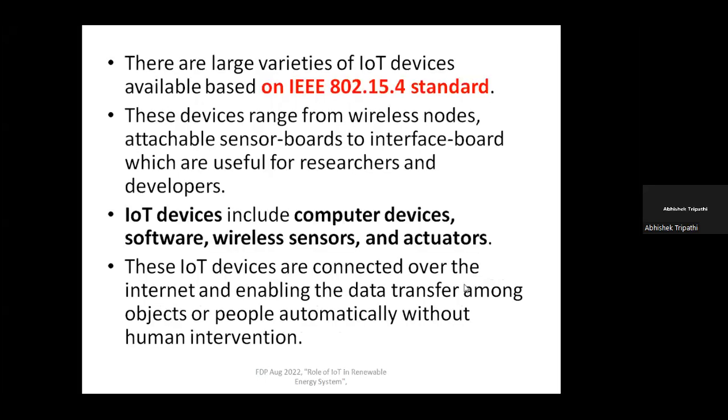Those IoT devices are capable of communicating to each other. There will be some wireless protocol based on the IEEE 802.15.4 standard, and there will be some interface from where we can attach sensors, and it could be wireless sensors, actuators, computer devices, anything. So these devices are connected over the internet, and that enables data transfer among objects or people, and definitely that will be automatic without human intervention.